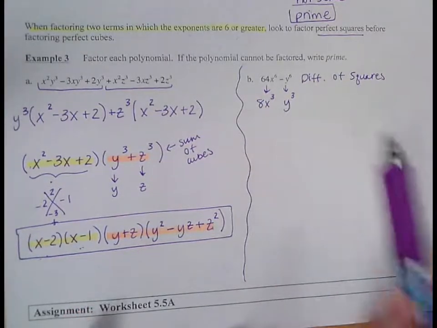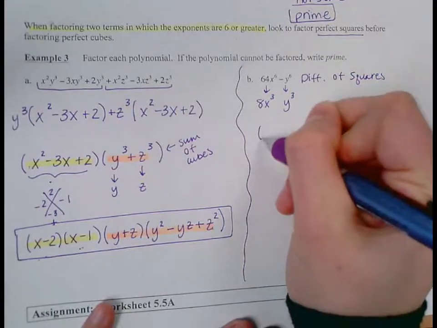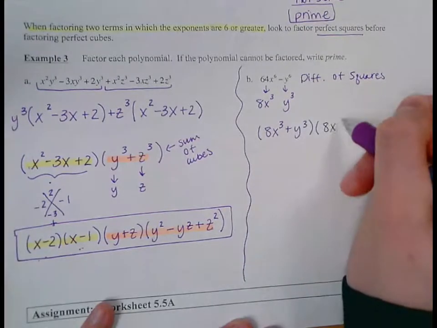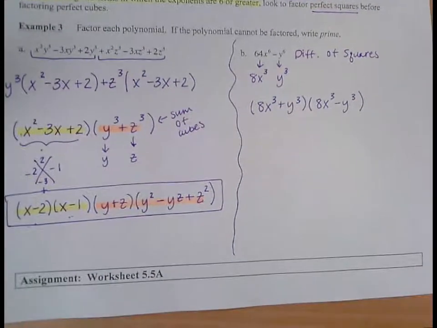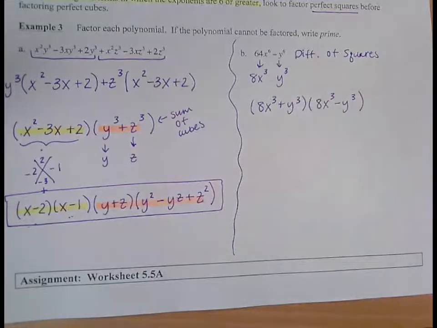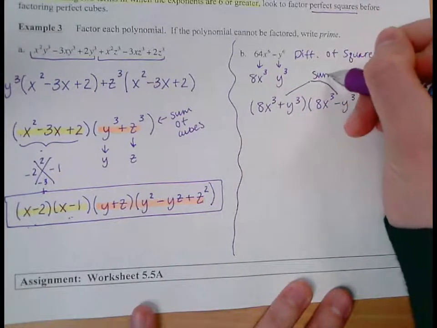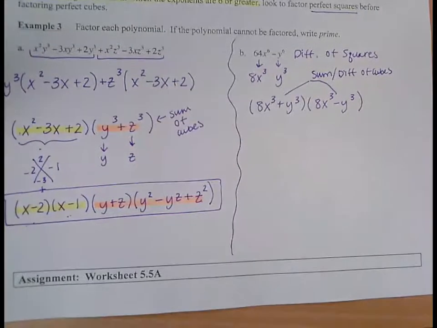So difference of squares, that's your a plus b times a minus b. Again, it's on the front of your sheet. So this would be 8x cubed plus y cubed times 8x cubed minus y cubed. Okay, that's the difference of squares. But then 8x cubed and y cubed are both perfect cubes. So here you have a sum of cubes and a difference of cubes. So both of these can be factored further using the formulas on the front as well.